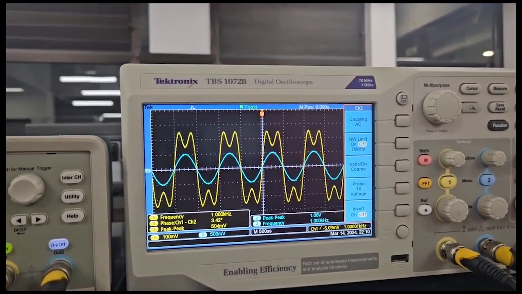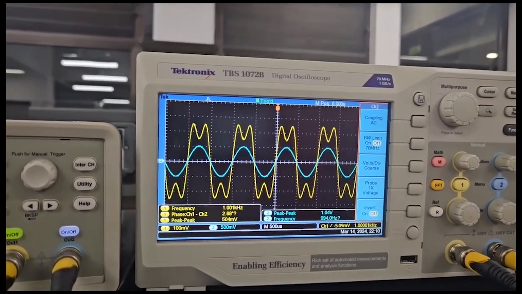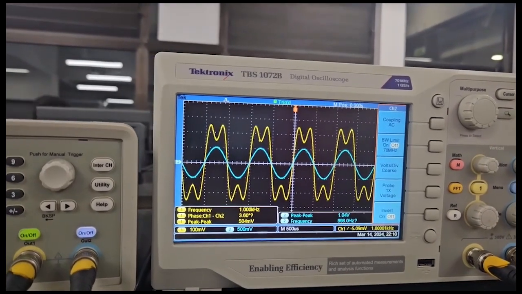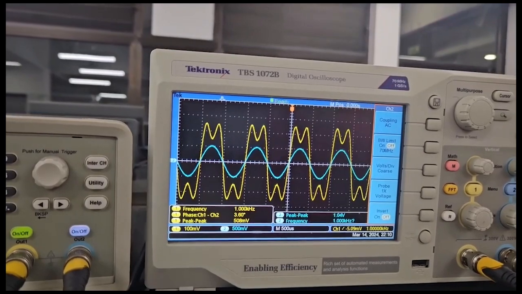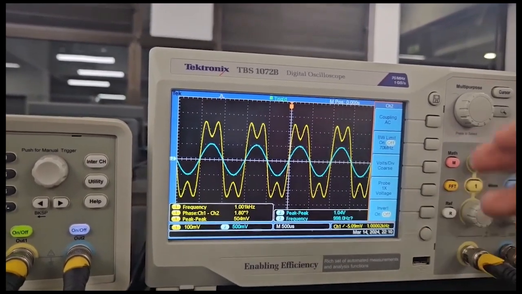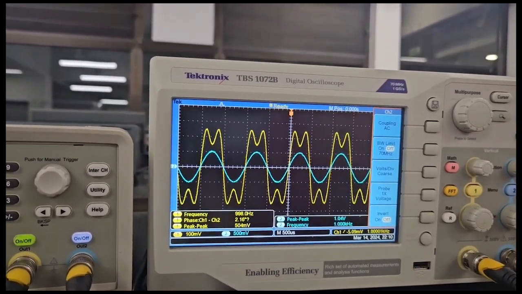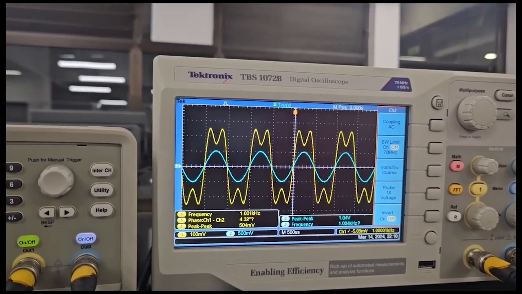Our final output is the average of the two input signals. Here we get an approximate peak to peak output voltage of 500 millivolts and a phase difference of approximately 0 degrees, which shows that the input and output are in phase with each other.